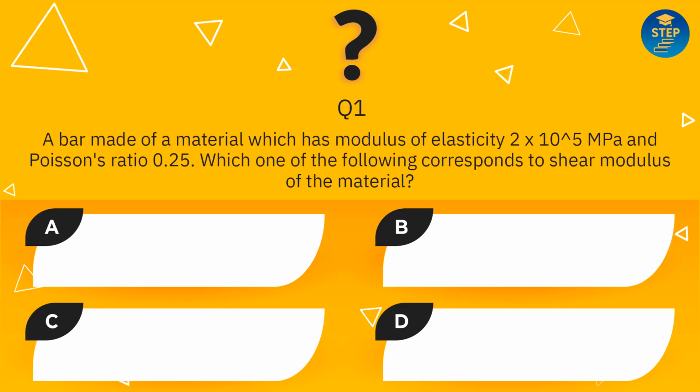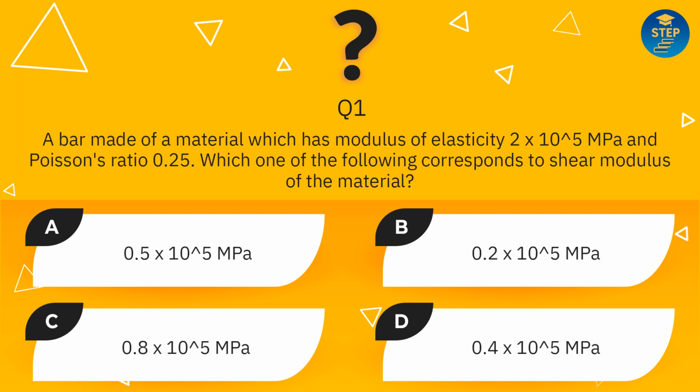A bar made of a material which has a modulus of elasticity of 2 times 10 to the power of 5 megapascals and a Poisson's ratio of 0.25. Which one of the following corresponds to the shear modulus of the material? 0.5 times 10 to the power of 5 megapascals, 0.2 times 10 to the power of 5 megapascals, 0.8 times 10 to the power of 5 megapascals, 0.4 times 10 to the power of 5 megapascals. Answer is 0.8 times 10 to the power of 5 megapascals.